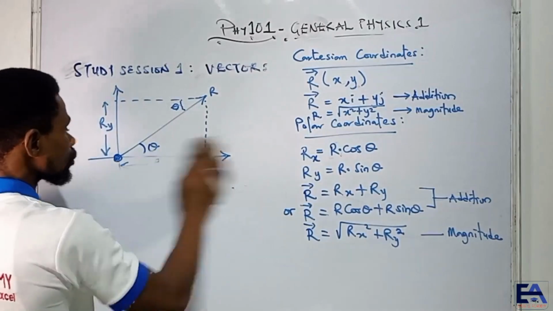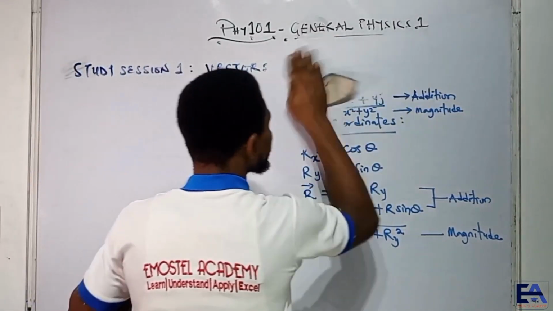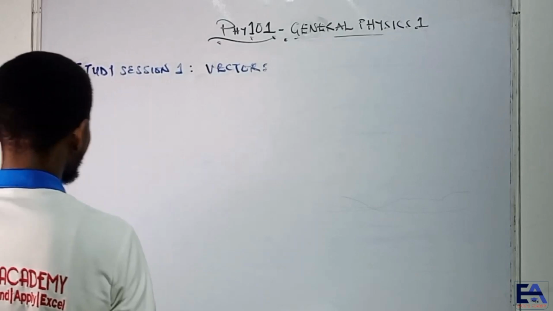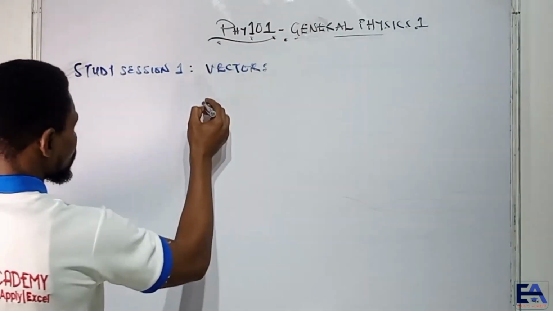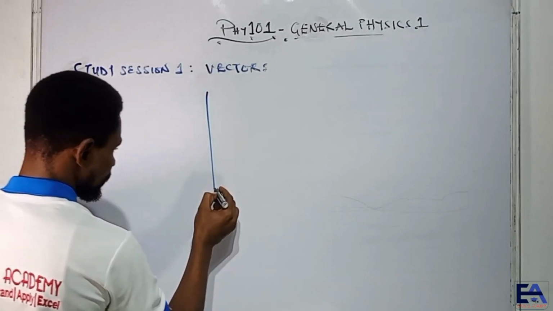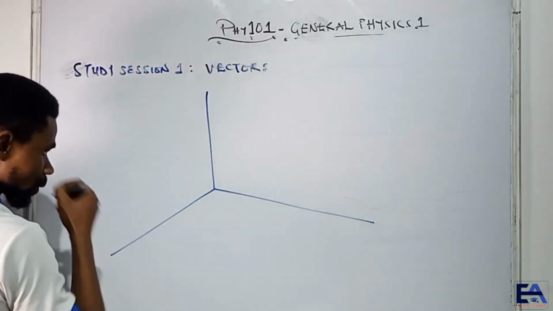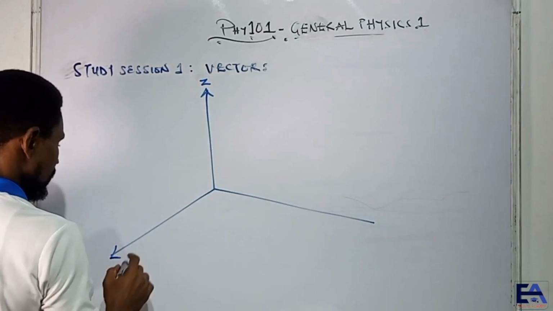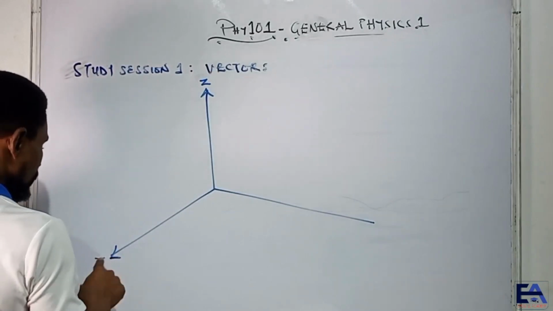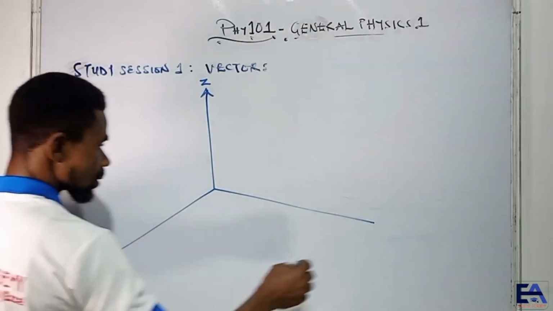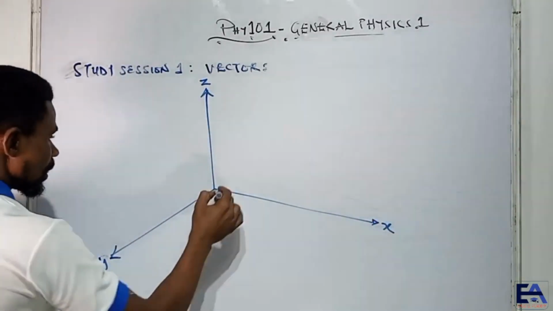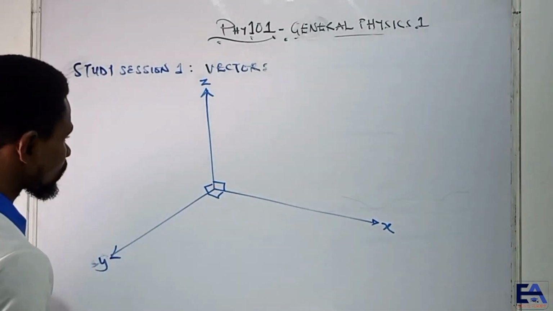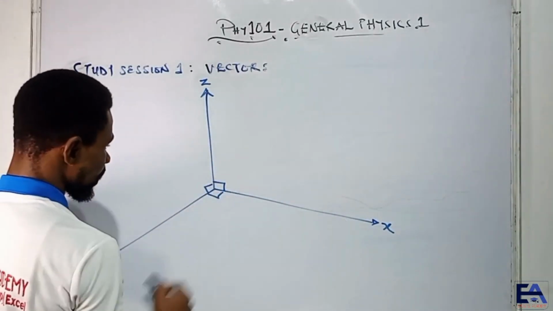Let's quickly move on to a scenario in which we have the three-dimensional plane. Let's say we have three axes: the z-axis, the y-axis, the x-axis. Each of the axes is 90 degrees to each other. Like z is 90 degrees to y, that's perpendicular.